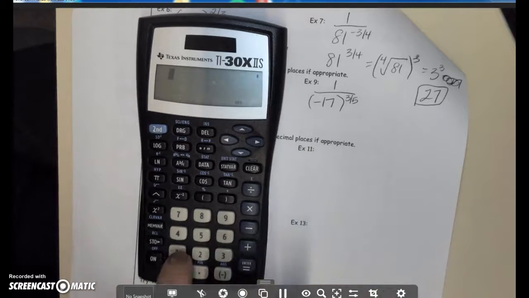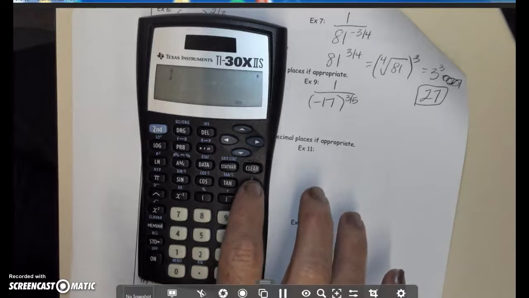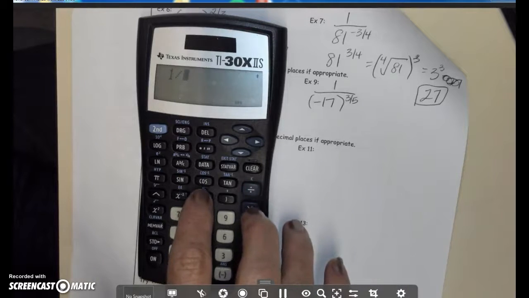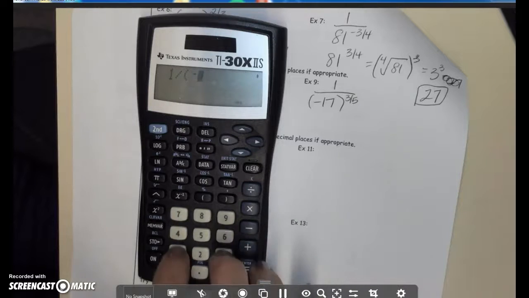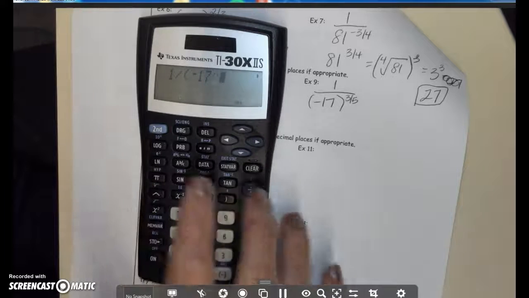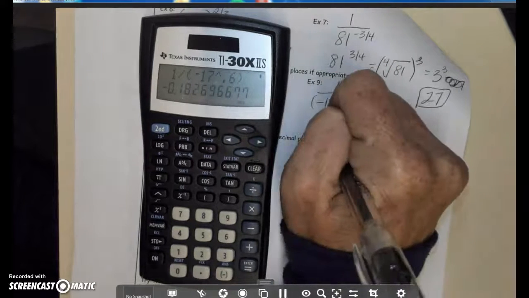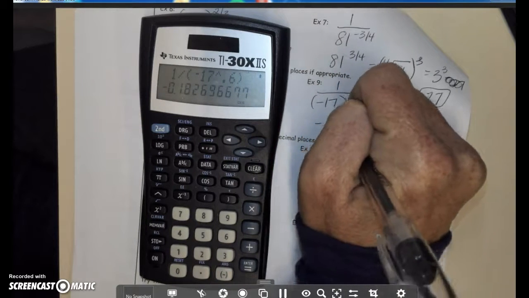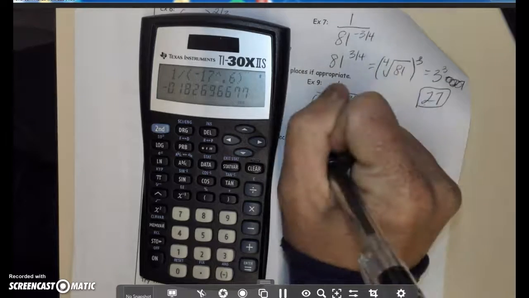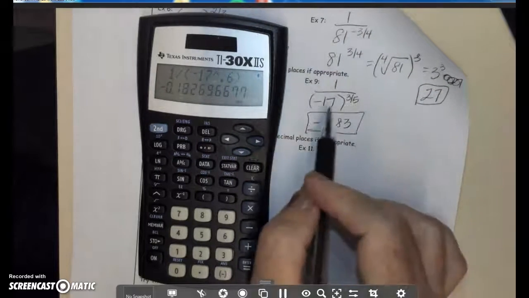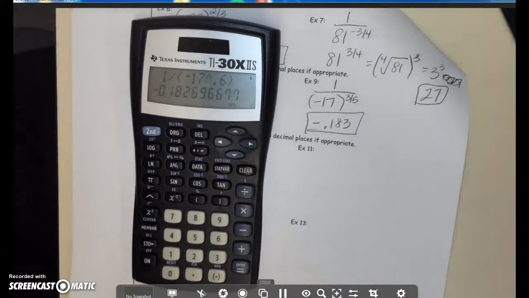So on this one, it gives me better options than the calculator I'm used to. So you're just going to put straight in 1 divided by, and I'm going to put parentheses around it, negative 17, and I'm going to raise that, this is to the 3/5, so I know that's 0.6, and I'm going to get negative 0.183, round it off. Okay, you can do that in separate steps if you need to.